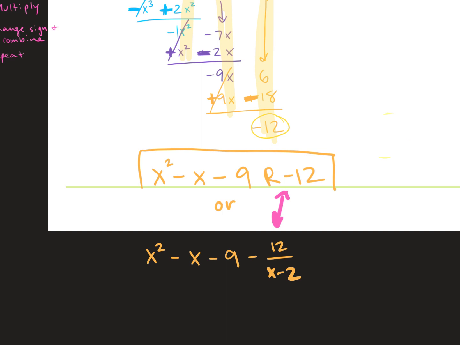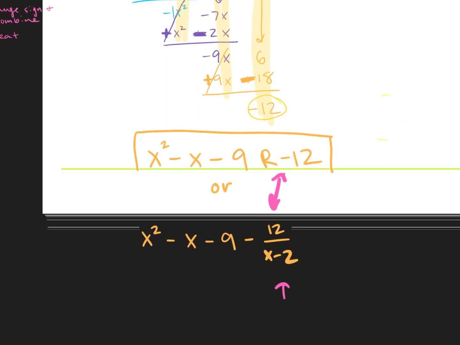So either way is fine, but if you had a multiple choice test, you just may see it written like this. So just be aware that you can write your remainder as r and whatever your remainder is, or you can write it as a fraction.